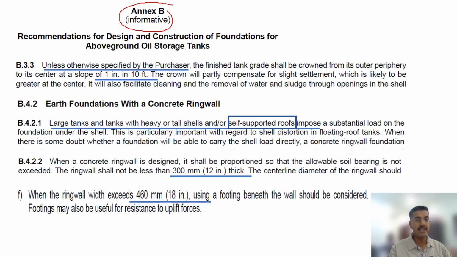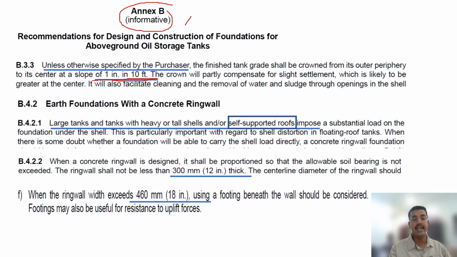As Annex A, we see there is Annex B, and here are some requirements. Unless otherwise specified by the purchaser, the finished tank grade shall be crowned from its outer periphery to its center, with a slope of 1:10 feet. This is the requirement for Annex B. Okay, earth foundation, how does it have to be done?